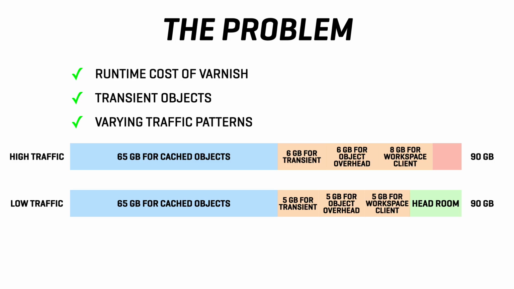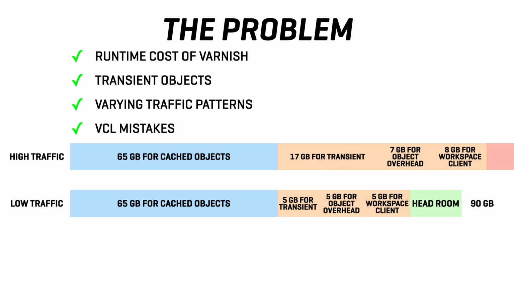You might have 6 gigabytes for transient storage. You might have 6 gigabytes of object overhead. Who knows, you might even have 8 gigabytes of workspace client. And again, it eats out of your headroom. And maybe you make this crucial VCL mistake where everything ends up in transient and you simply go out of memory. And that, ladies and gentlemen, is simply unacceptable. And that's where the memory governor shines, because it gives you that constant memory footprint, having less risk of an outage and a more efficient and predictable use of the resources on the system.